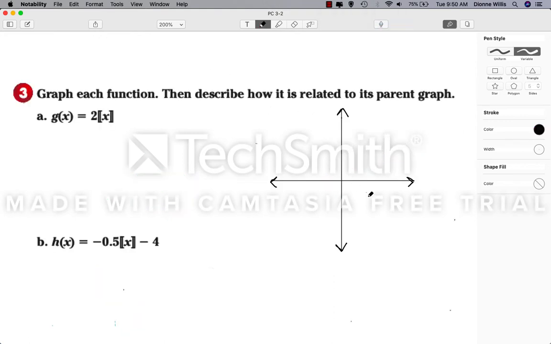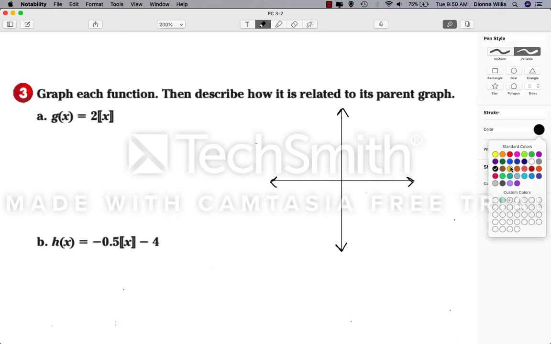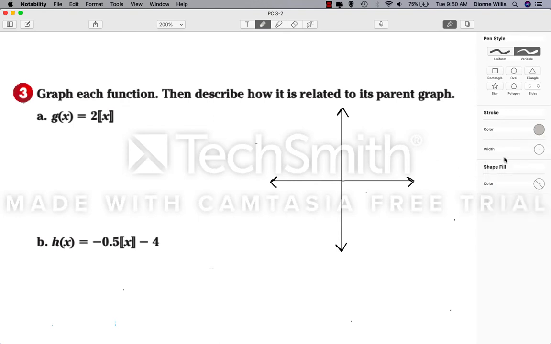So here in example 3, we're going to graph each function, and then we're going to describe how it's related to the parent graph. Well, that sounds great, but we need to kind of figure out what the parent graph is. And so in this case, the parent graph, if you remember, would be that greatest integer function. Call it a lollipop function because it looks like a bunch of lollipops sitting on its side. Or we could even call it a step function, which is probably the more mathematically appropriate way of referring to it.